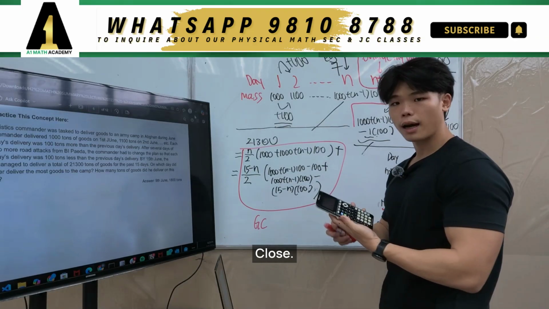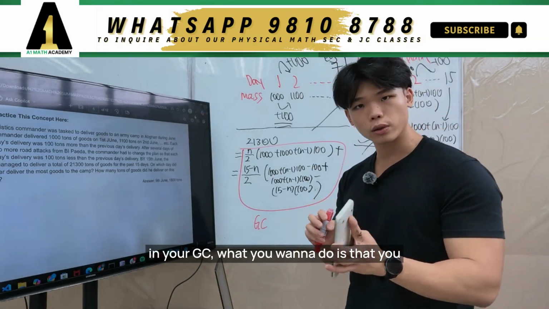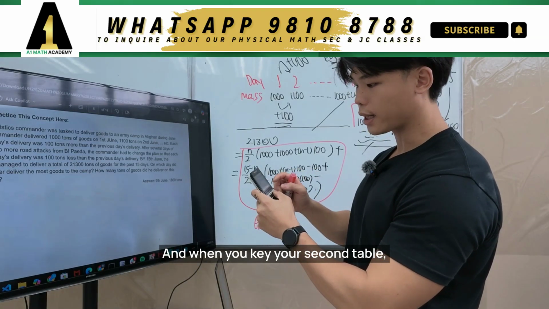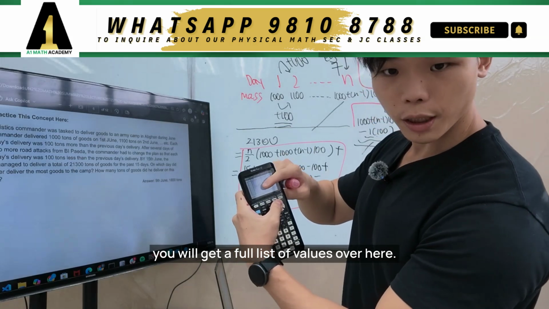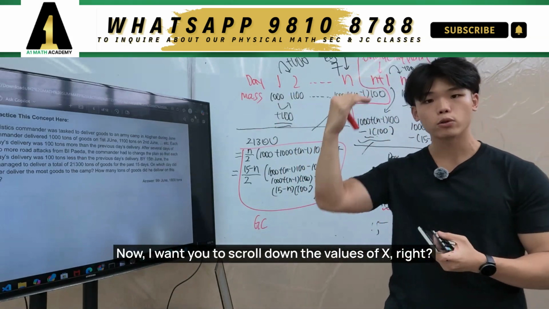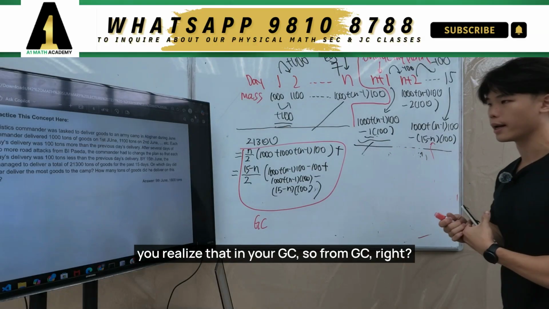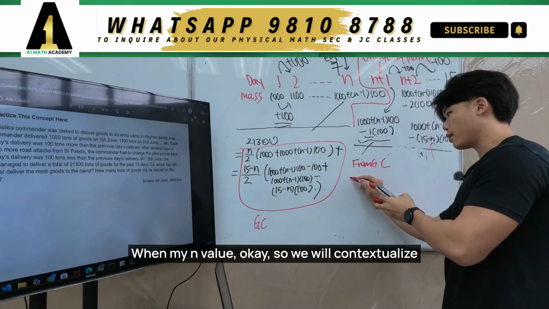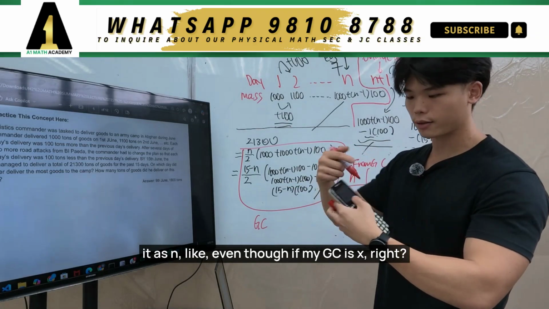Close, close. After you key this whole equation in your GC, you want to press your second table, and when you do, you will get a full list of values over here. Now, I want you to scroll down the values of x. When you scroll down, you realize that in your GC, we will contextualize it as n, even though in my GC it is x.